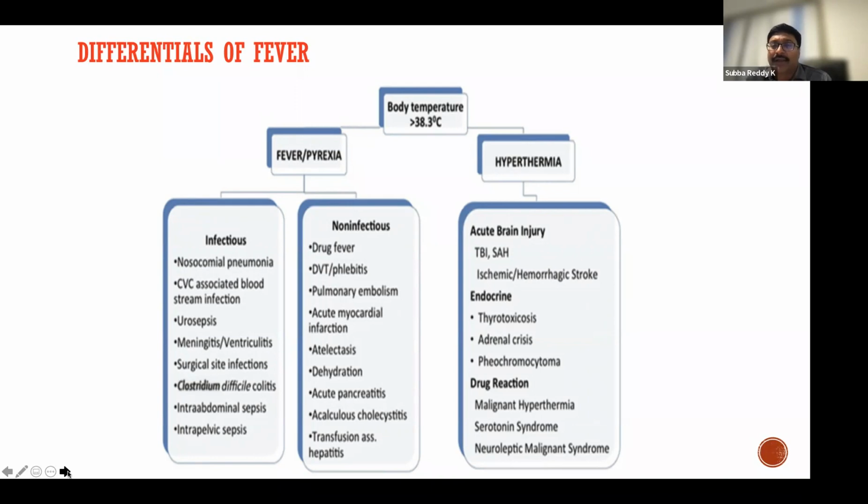If you look at hyperpyrexia without shock, there are non-infectious causes and non-hemolytic reactions, and other causes like traumatic brain injury may not cause hypotension. Thyrotoxicosis and adrenal insufficiency can lead to shock, but with drug fever and other causes, transfusion reactions, fever because of pancreatitis, or fever because of acalculous cholecystitis, generally you will not have shock in these patients.